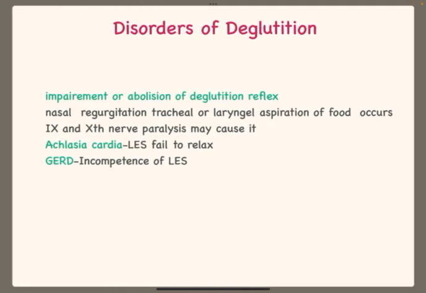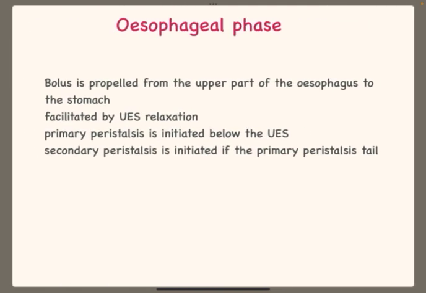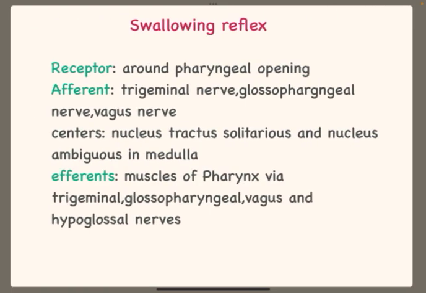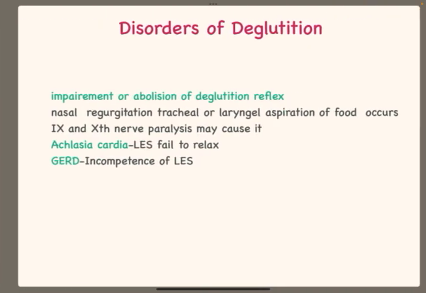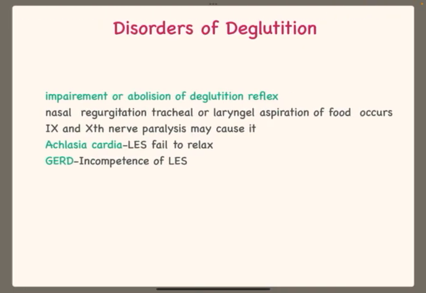These are the main topics of deglutition, and among these the main topic is the swallowing reflex and the pharyngeal phase. Now last, about the disorders of deglutition. The main topic to discuss is the impairment or abolition of the deglutition reflex. It causes nasal regurgitation. Tracheal or laryngeal aspiration of food may occur due to the abolition or impairment of the deglutition reflex, and it is caused due to paralysis of the 9th and 10th nerves.